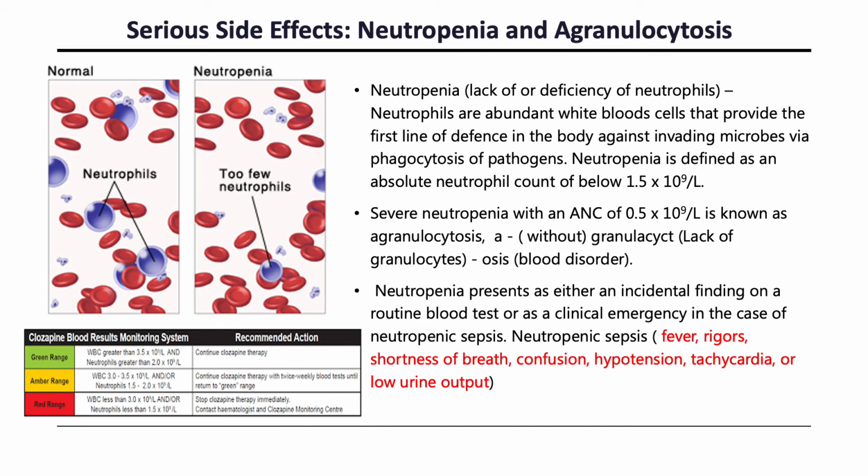Neutropenia presents as either an incidental finding on a routine blood test or as a clinical emergency in the case of neutropenic sepsis. Neutropenic sepsis includes fever, rigors, shortness of breath, confusion, hypotension, tachycardia, or lower urine output.